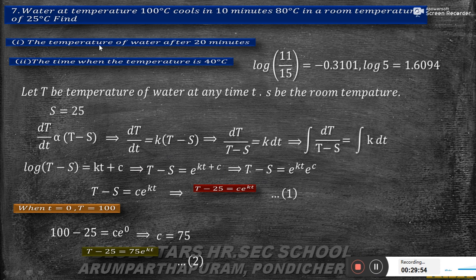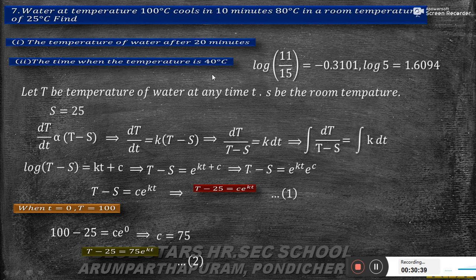So now the 7th problem: water at a temperature of 100 degrees Celsius cools in 10 minutes to 80 degrees Celsius in a room temperature of 25 degrees Celsius. Find the temperature of water after 20 minutes, and the time when the temperature is 40 degrees Celsius. So see the question: water at a temperature 100 degrees Celsius cools in 10 minutes to 80 degrees Celsius, and the room temperature is 25 degrees Celsius. Find the temperature of water after 20 minutes and the time when the temperature is 40 degrees Celsius.